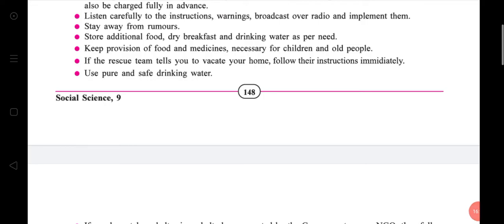Try to avoid going outside. Then the next point is if the rescue team tells you to vacate your home, then and only then follow their instruction immediately. But if the rescue team tells you, then only. Otherwise, stay home and stay safe. Then use pure and safe drinking water.